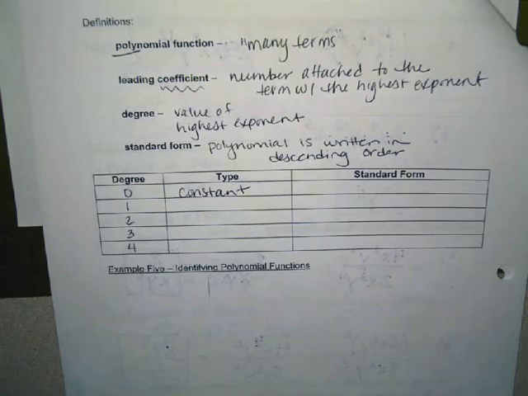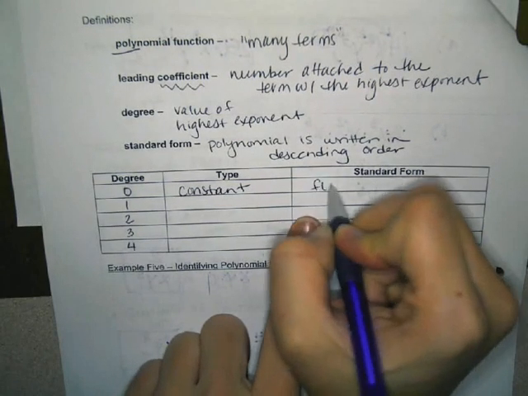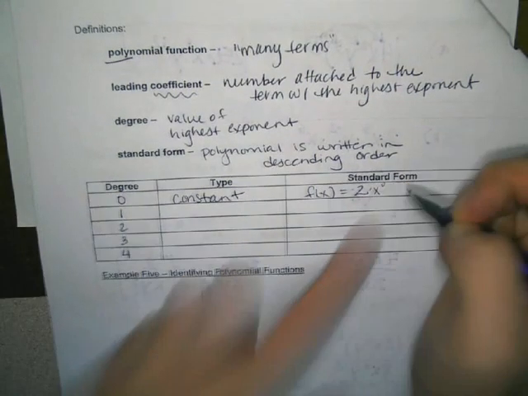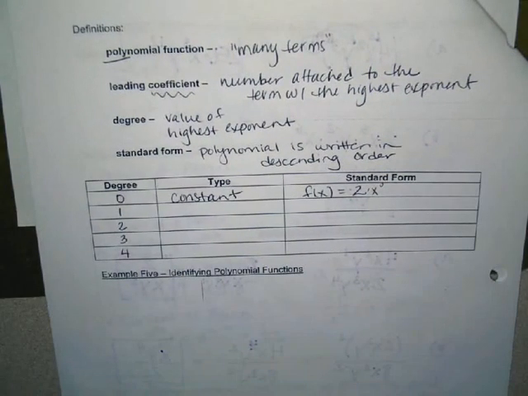Because if you have anything raised to the, remember, the degree is the value of the highest exponent. So if you have x to the 0, what is x to the 0? 1. Anything raised to 0 power is 1. So then you would just have a number. So what that would look like as a function is just f of x equals 2. We could write 2 times x to the 0 if you want to, but we know that anything raised to 0 power is just 1. So that would be what the function might look like. And we call that a constant because that's like a horizontal line, doesn't change, so it's a constant value the whole way through.